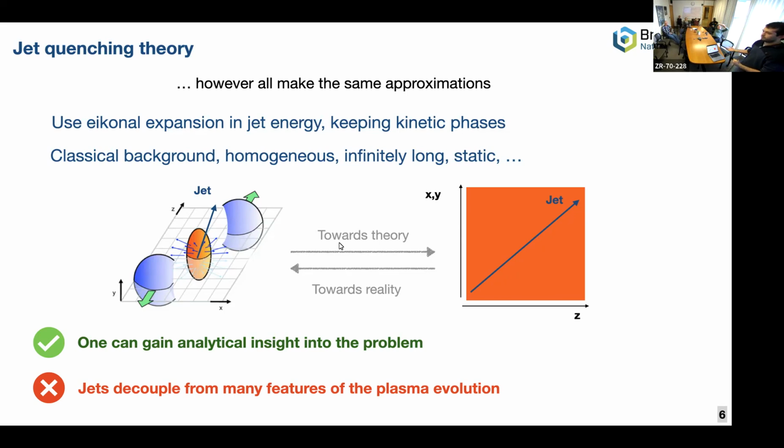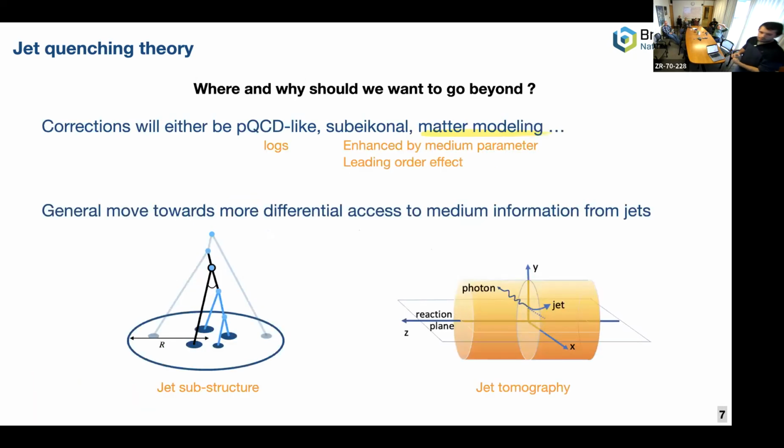And this is bad because the goal of jet quenching, of course, is to infer the properties of the matter by looking at the jet spectrum. So that's why this is not good, and one would like to essentially remove some of these approximations. So that's a motivation to go beyond all of this work that was done in the last 2 decades.